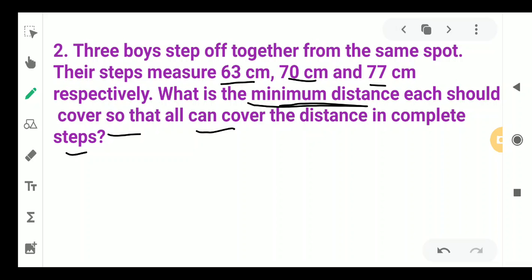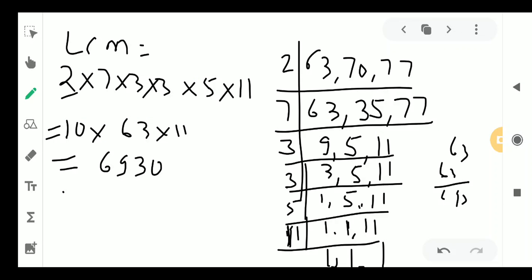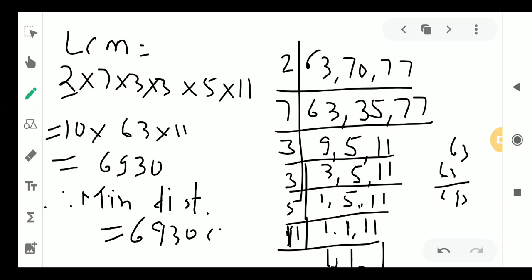So what is the minimum distance they should cover in complete steps? So that will be that. So the minimum distance will be 6930 centimeters.